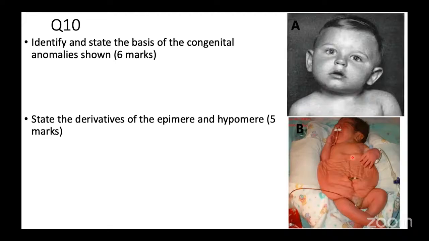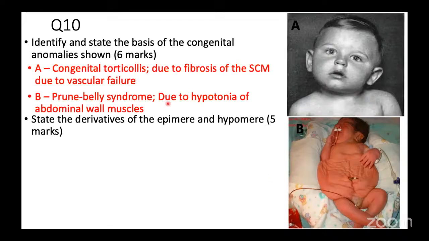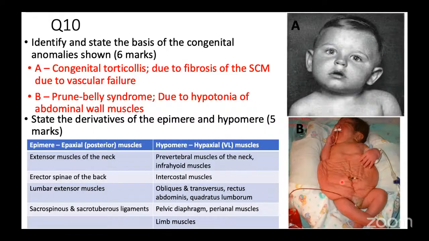You can see a prune-shaped body wall. So this is prune belly syndrome, right? And this is a result of hypotonia of the abdominal wall muscles. Okay. As for B, state the derivatives of epimere, hypomere.